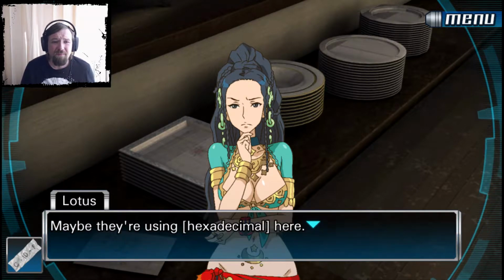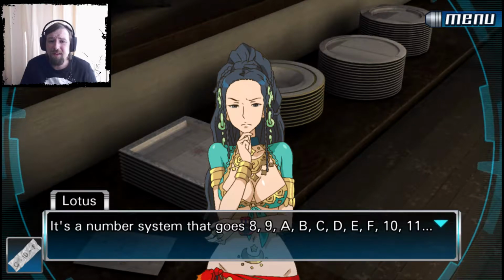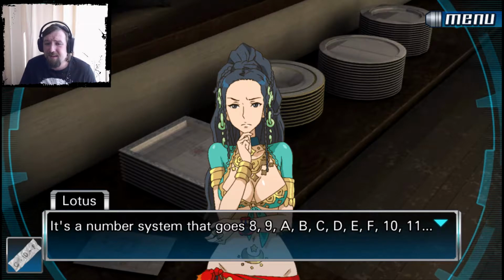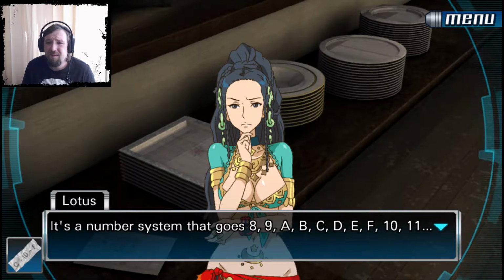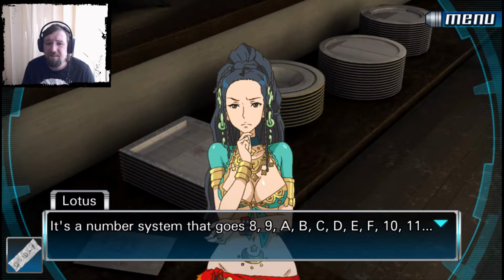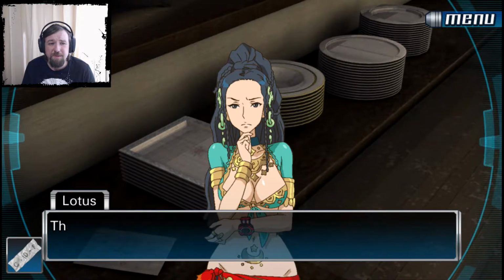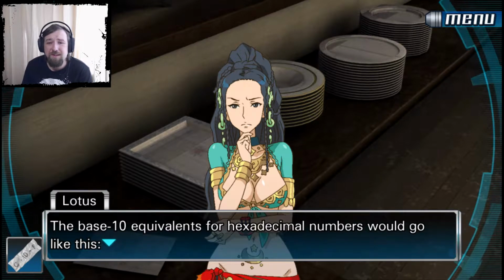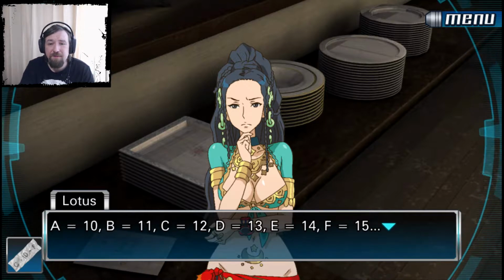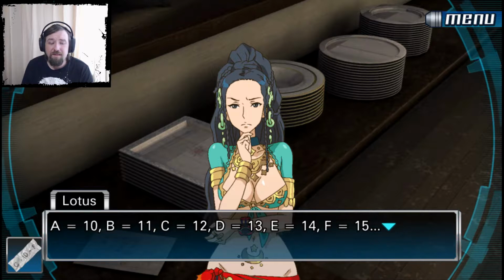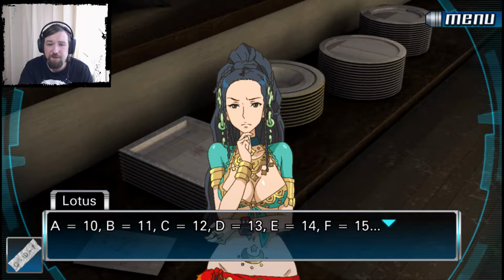Yeah. Maybe they're using hexadecimal here. Hexadecimal is a number system that goes 8, 9, A, B, C, D, E, F, 10, 11. You're familiar with base 10, right? That's the normal system of numbers. The base 10 equivalents for hexadecimal numbers would go like this: A is 10, B is 11, C is 12. Oh, okay. So C would be 12 and F is 15.